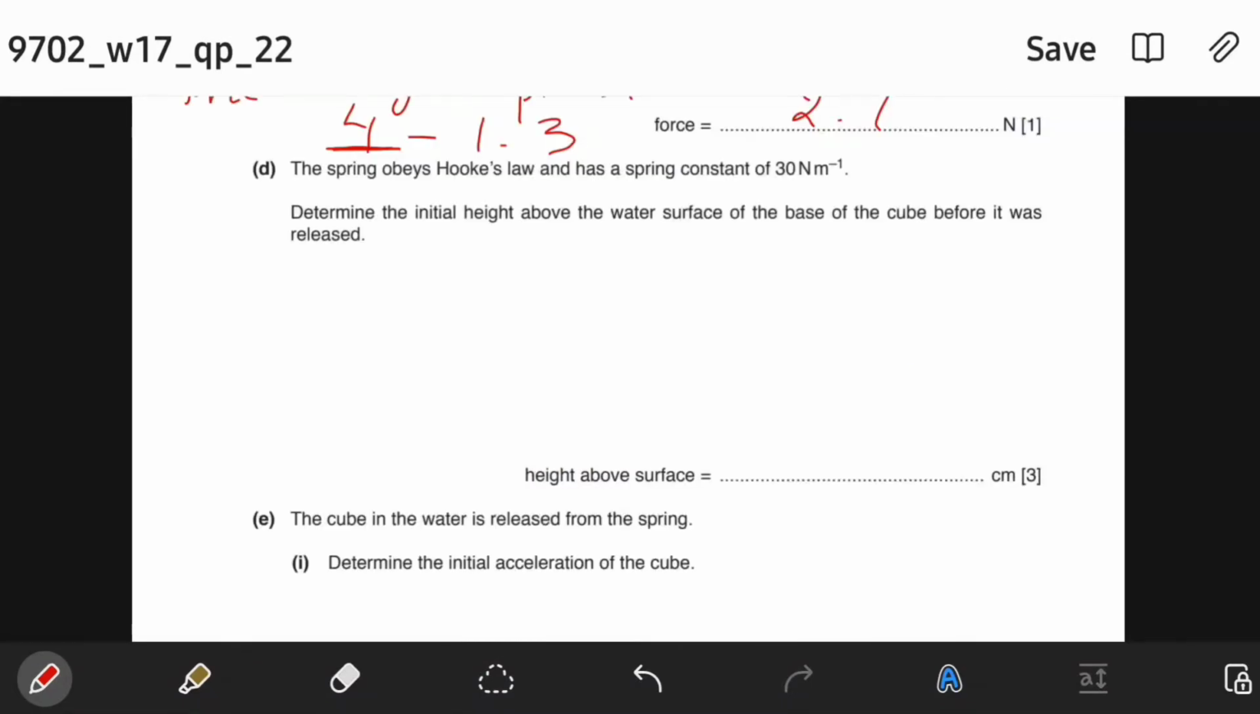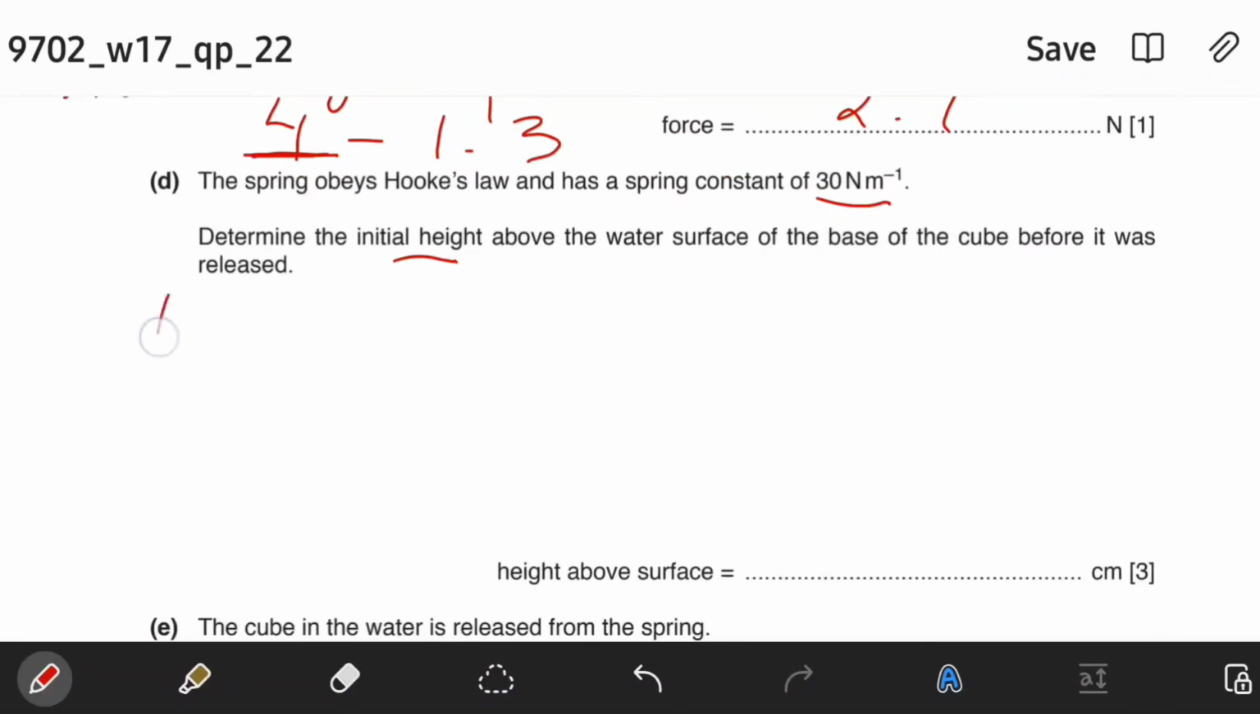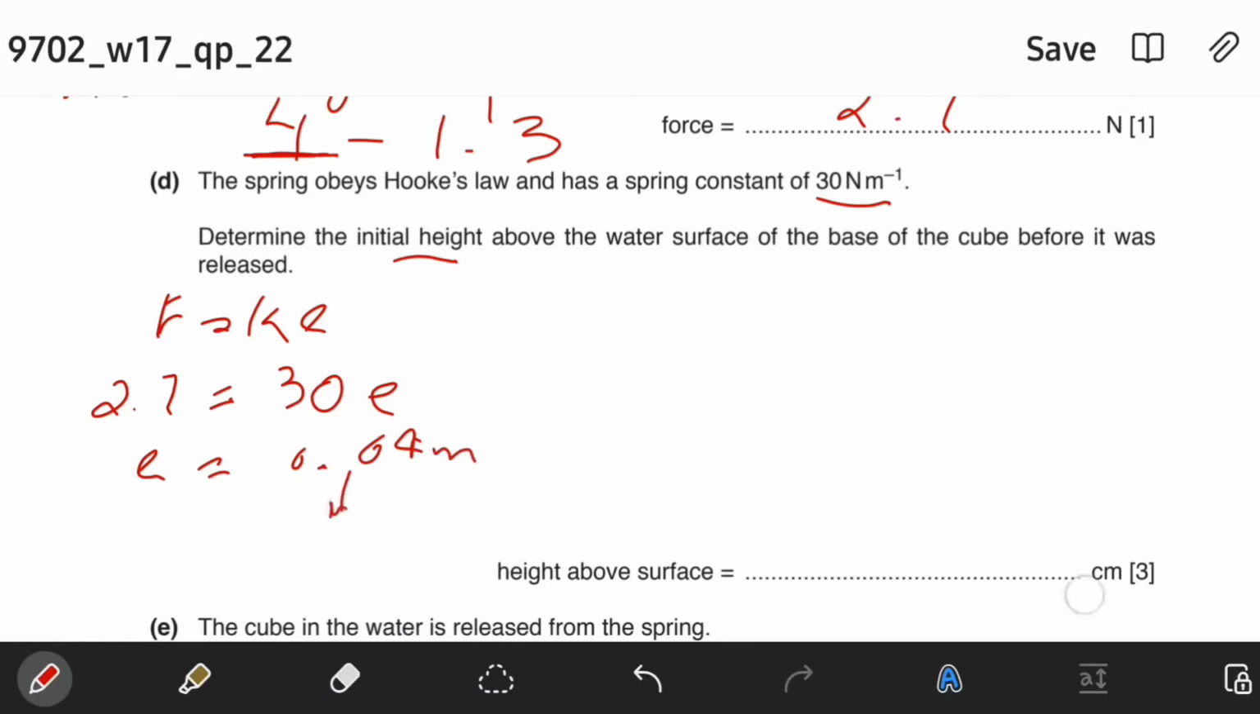The spring obeys Hooke's law and has a spring constant 30 Newton per meter. Determine the initial height above the water surface of the base of the cube before it was released. Let us first write the formula of Hooke's law, which is F equals k e, where k is the spring constant that is given, and force is 2.7 that we found out. So 2.7, 30, and we're going to find out the extension, right? So extension will be 0.09 meters. Let's convert it into centimeters, since the answer we have to give here is in centimeters. That will become 9 centimeters.